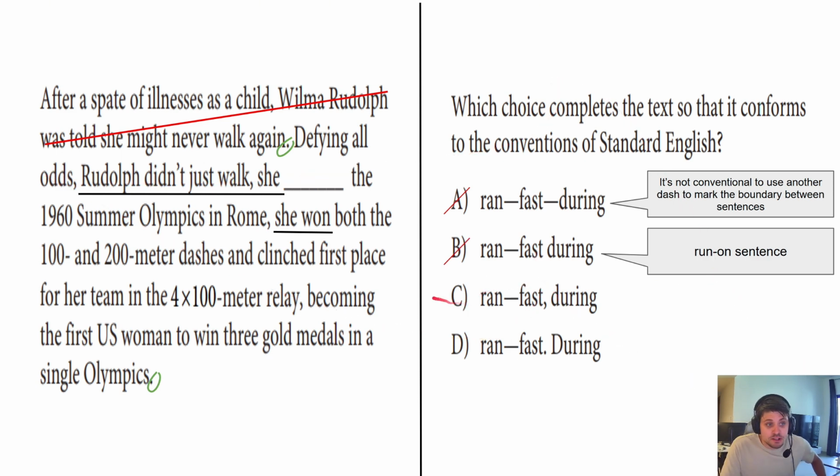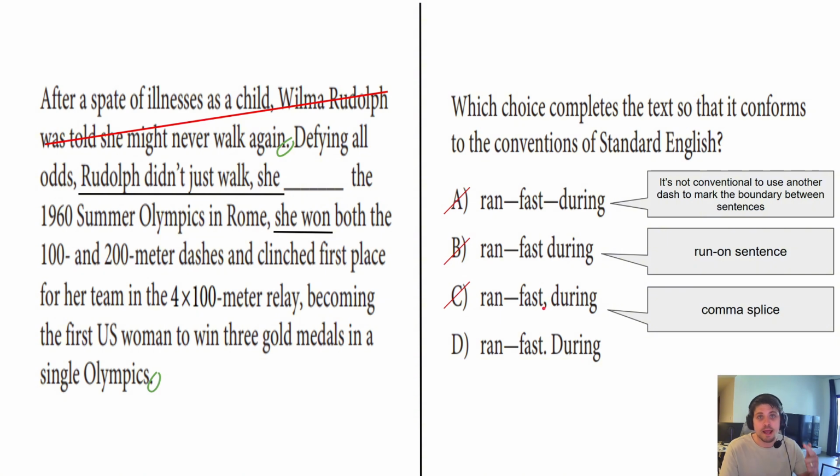Then let's look at option C. Rudolph didn't just walk, she ran dash fast, comma, during the 1960. That's a comma splice. A comma without a conjunction, FANBOYS: for, and, nor, but, yet, so. A comma without one of the FANBOYS cannot be used to connect two complete sentences. Never. And the SAT will test that.